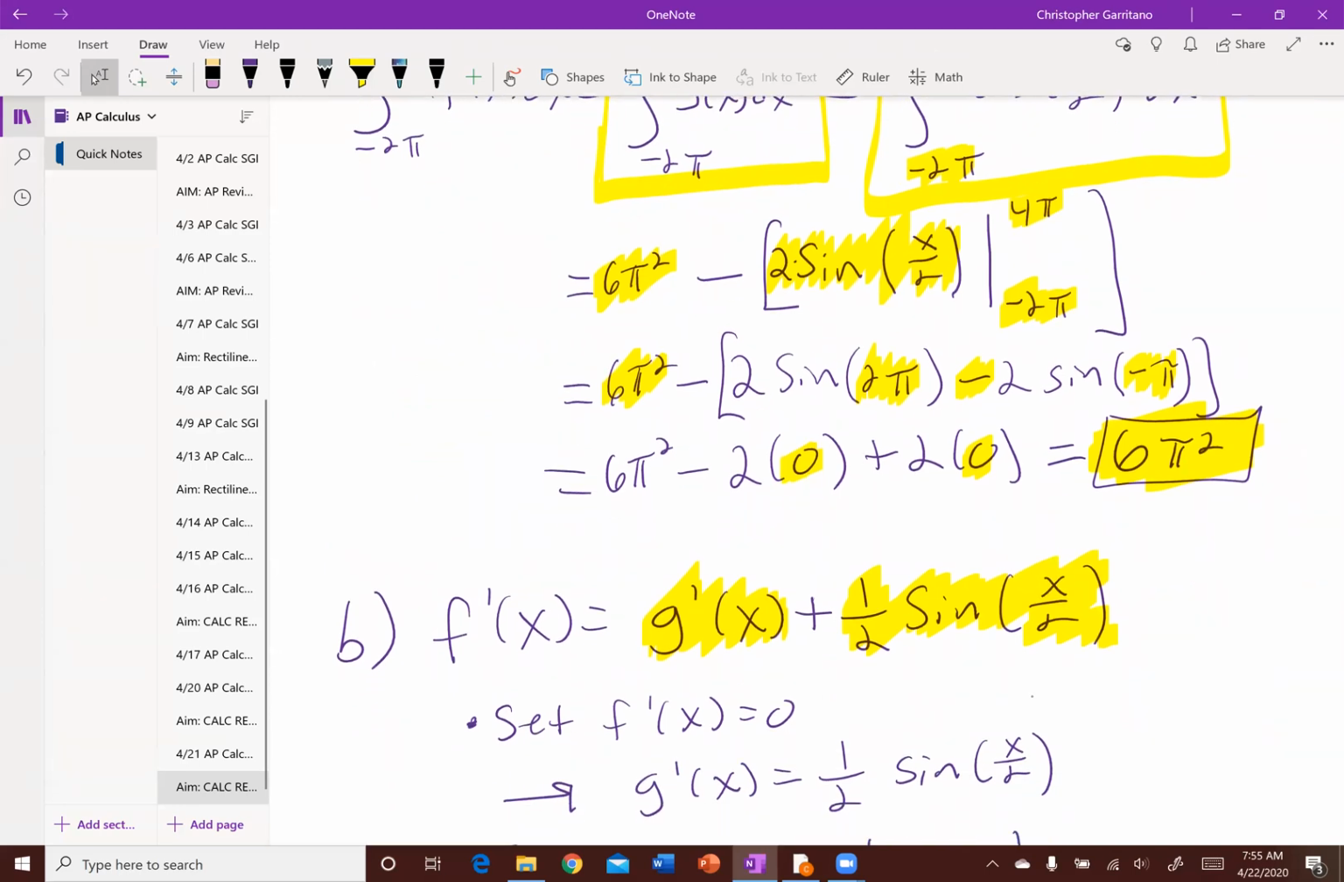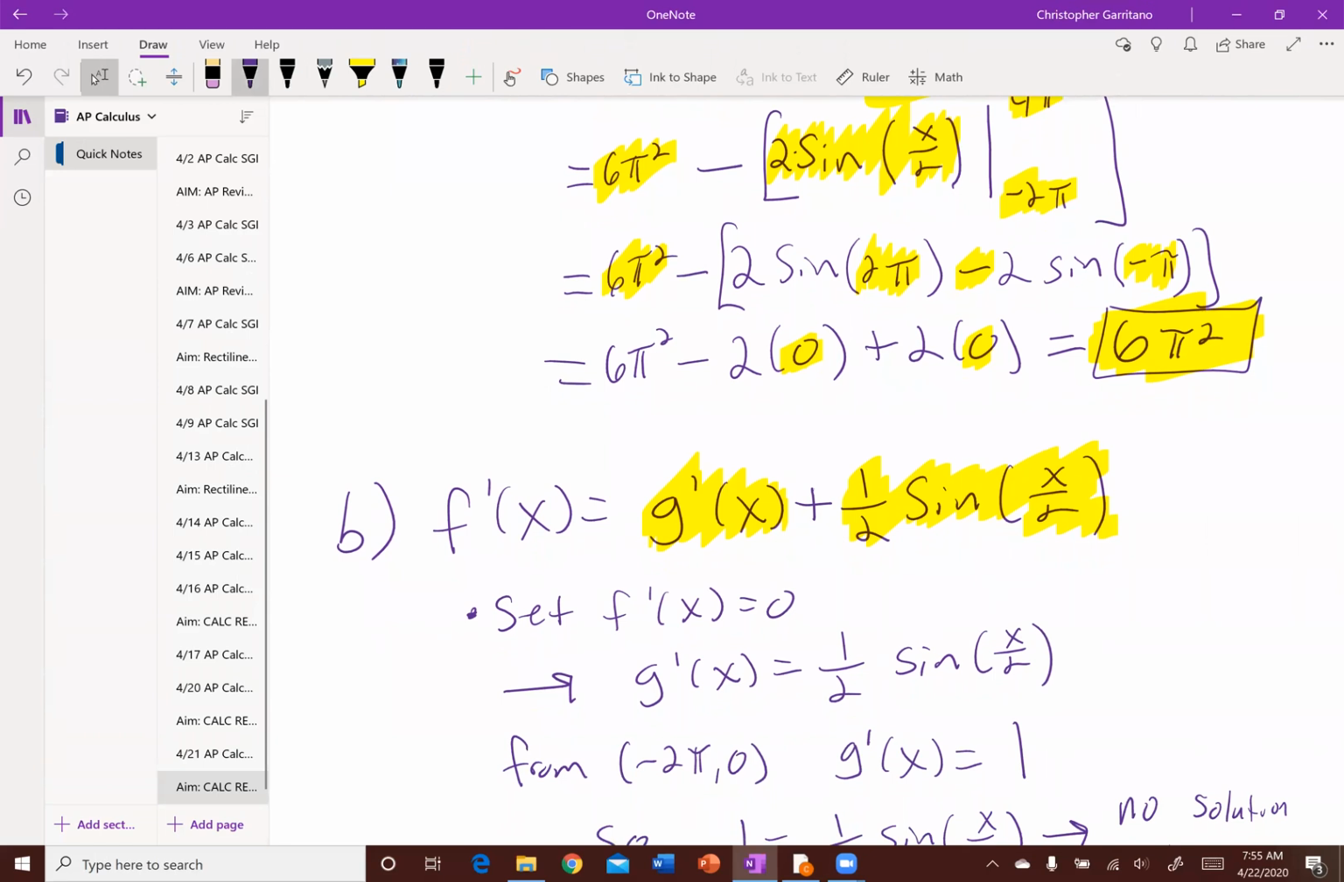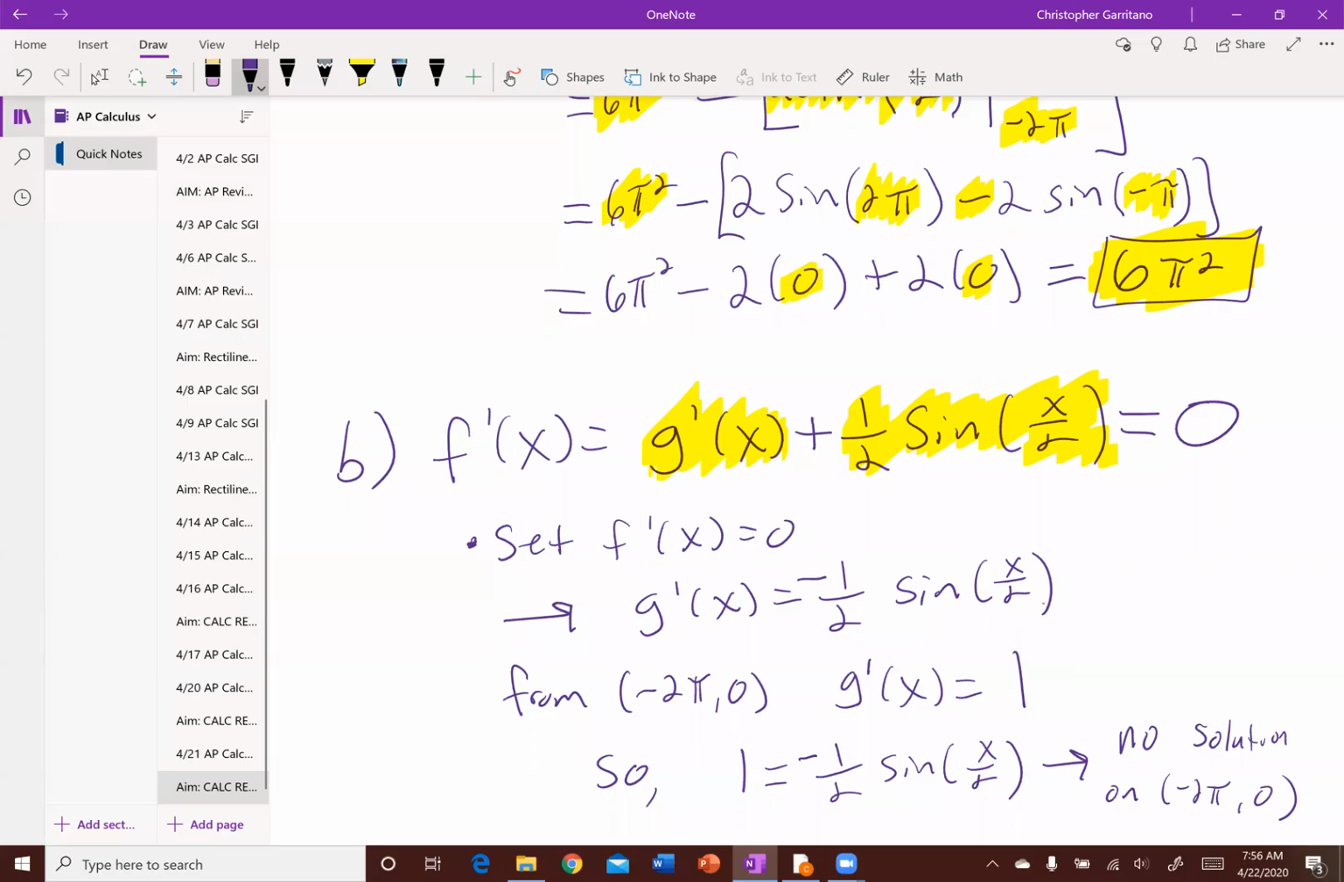All right, now, of course, critical value, I have to set f prime of x equal to 0. And so if I set this guy equal to 0, algebraically, actually I see I made a little bit of a mistake. Algebraically, this should be negative, g prime of x is equal to negative 1/2 sine of x over 2. Let me pause real quick. All right, we're back. I just had to adjust a few things.